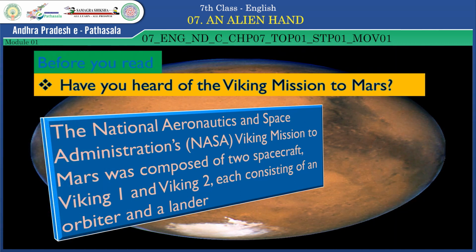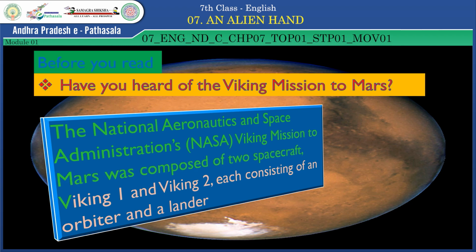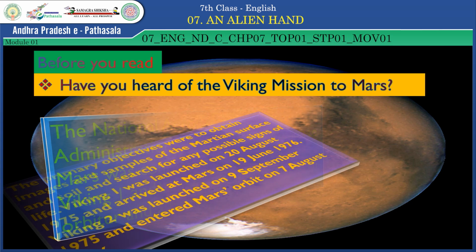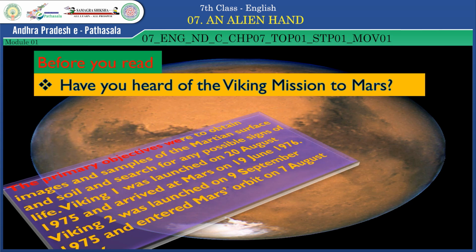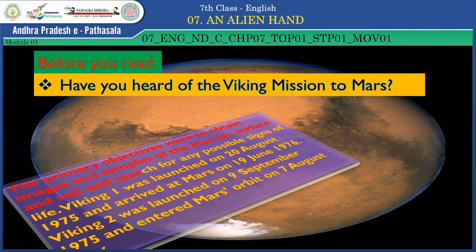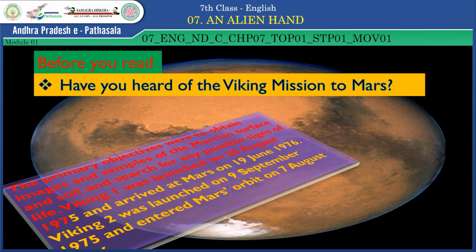Before you read, have you heard of the Viking mission to Mars? The National Aeronautics and Space Administration, NASA, Viking mission to Mars was composed of two spacecraft, Viking 1 and Viking 2, each consisting of an orbiter and a lander. The primary objectives were to obtain images and samples of the Martian surface and soil and search for any possible signs of life. Viking 1 was launched on 20 August 1975 and arrived at Mars on 19th June 1976.